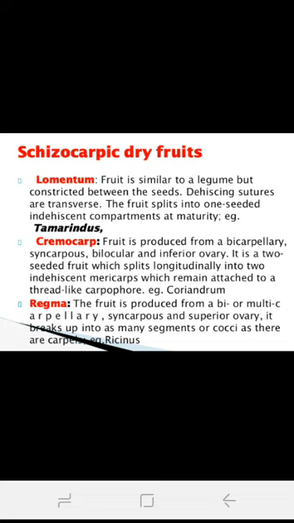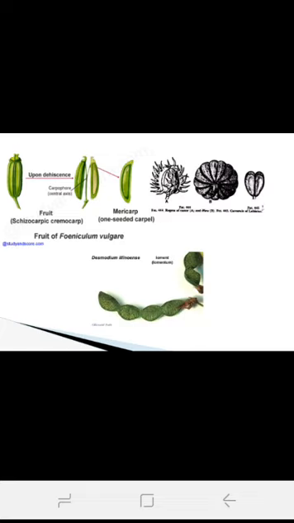Then another important one is regma. The fruit develops from a bi- or multicarpellary syncarpous superior ovary. Here also it breaks into many segments. The segments are known as cocci. A very good example is Ricinus, castor. Regma: the fruit splits up into cocci or small compartments or segments. That is schizocarpic dry fruits: lomentum, cremocarp and regma. These are the photographs.